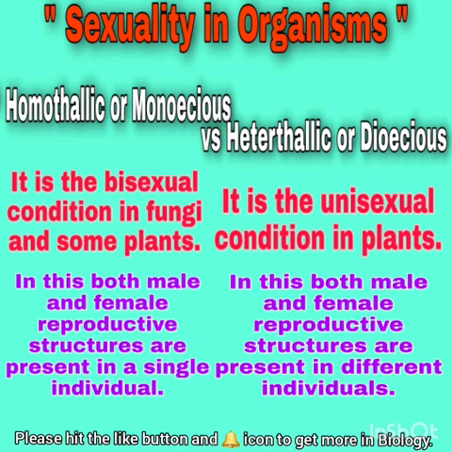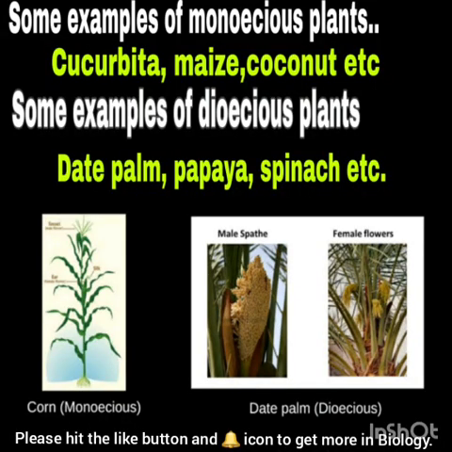Now let's start with new topic, that is sexuality in organisms. Some organisms are monoecious, that is the bisexual condition in fungi and some plants, also called homothallic. In this, both male and female reproductive structures are present in a single individual. On the other hand, heterothallic or dioecious is the unisexual condition in plants. In this, male and female reproductive structures are present in different individuals. Some examples of monoecious plants are cucurbita, maize, coconut, etc. Well, some examples of dioecious plants are date palm, papaya, spinach, etc. Learn these examples by heart, students.